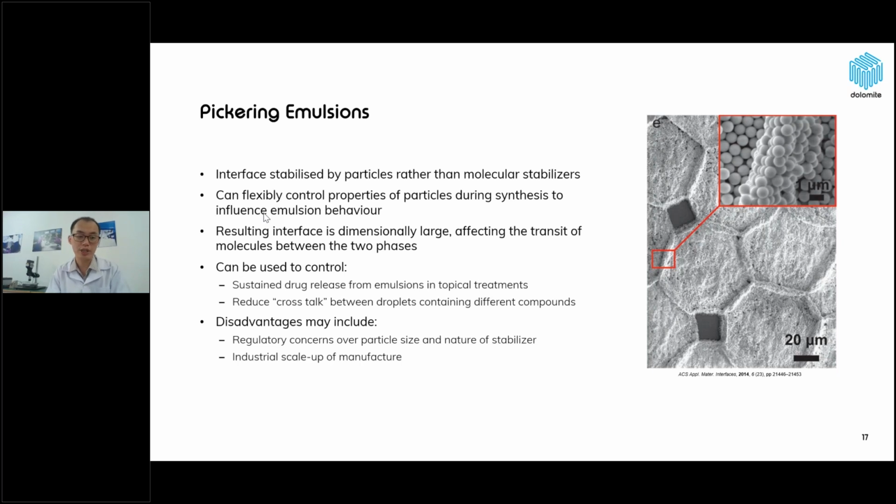However, it has some weak points, including regulatory concern over particle size and the number of stabilizers, and it is also difficult to scale up because it is more difficult to manufacture.